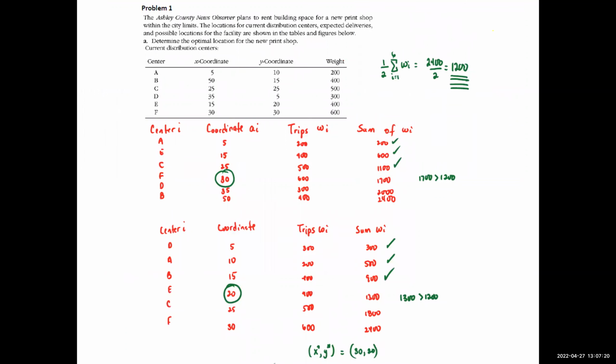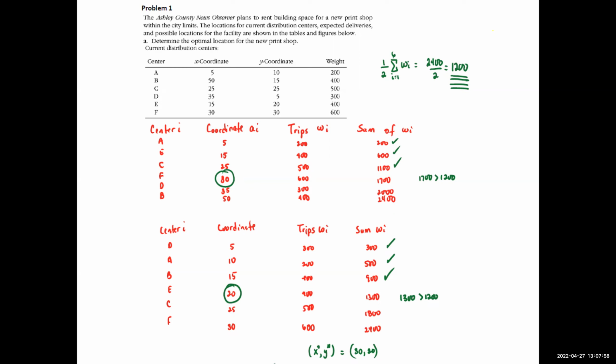And then this is the problem that I would try to solve first, if you get something like this, because this is a problem that you can solve pretty quickly. Here we have: County News Observer plans to rent building space for a new print shop within the city limits. The locations for the current distribution centers, expected deliveries, and possible locations for the facility are shown in tables. In the figures below, there was no figure here. Apologize. Determine the optimal location for the new print shop.